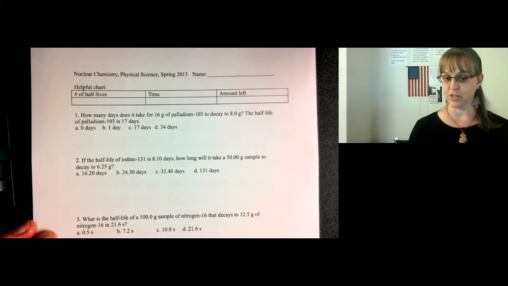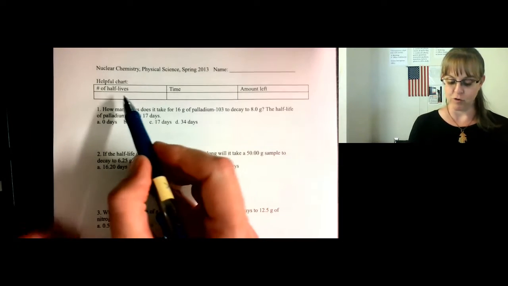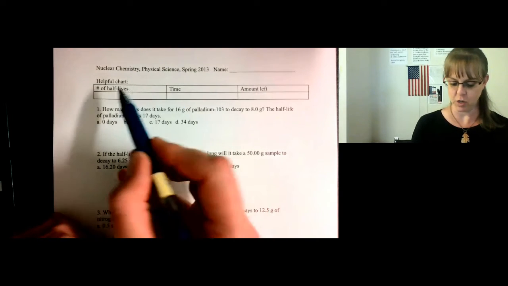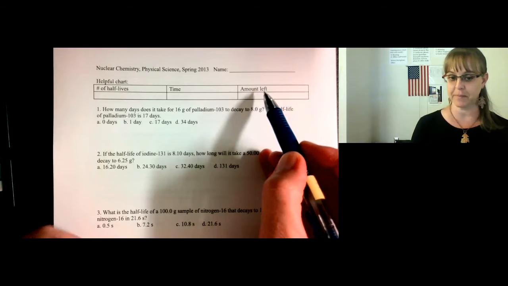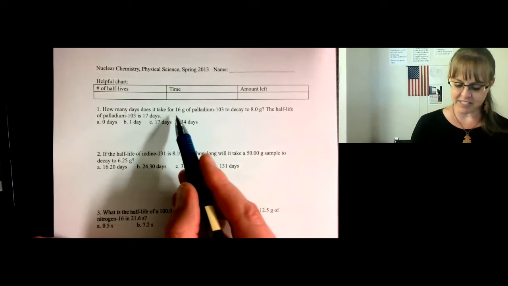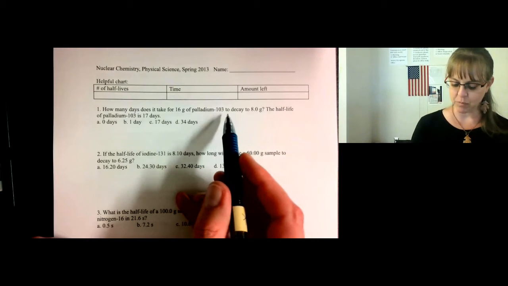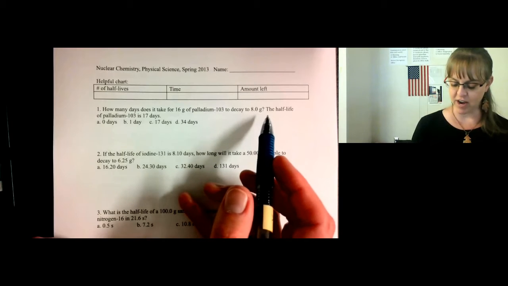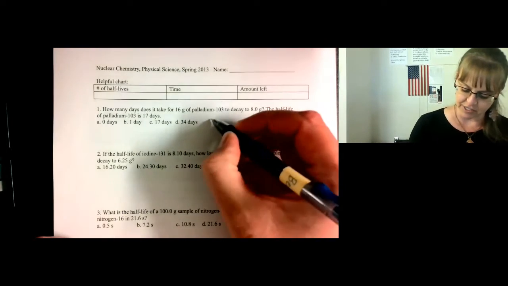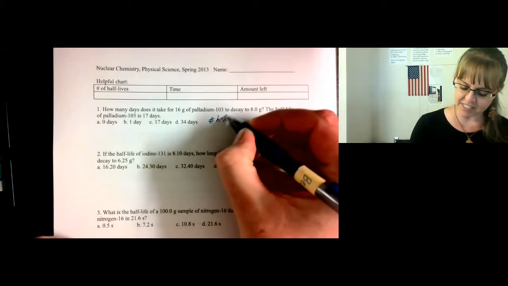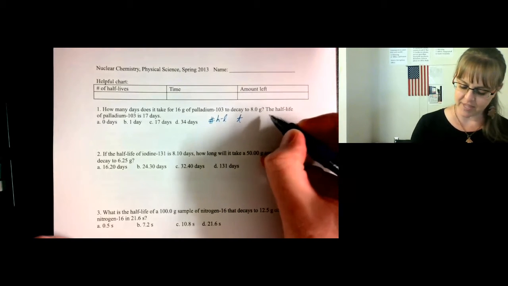Let's take a look at how to do half-life problems. Remember, you'll make a chart with the number of half-lives, the time, and the amount left. So how many days does it take for 16 grams of palladium-103 to decay to 8 grams? The half-life of palladium-103 is 17 days. So, number of half-lives, time, and the amount.